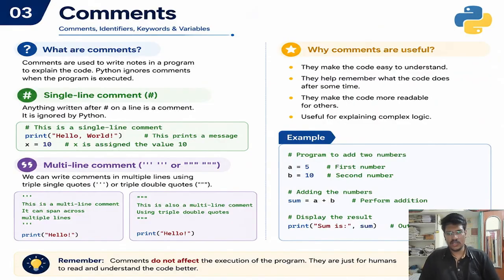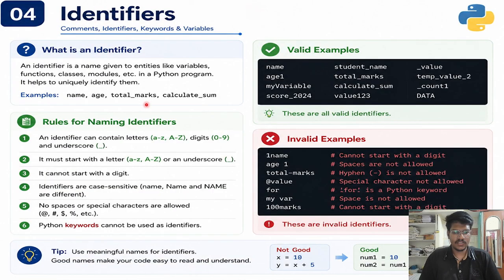Now let's move to the next slide, which is about identifiers. All right, now let's talk about identifiers. An identifier is the name given to entities like variables, functions, classes, and modules in a Python program. It helps to uniquely identify them. Think of them as labels or tags we stick on things so we can refer to them later. Examples of identifiers are name, age, total_marks, calculate_sum, and many more.